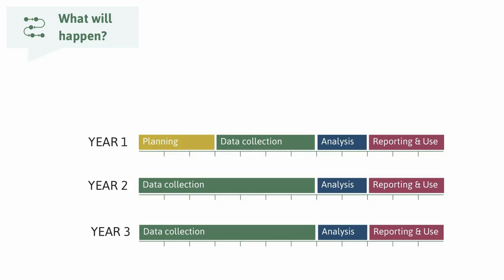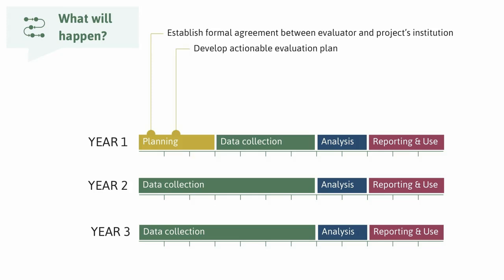So in year one, more time is needed to dedicate to planning the evaluation. And it's a good idea to meet with your evaluator in person during this phase, if that's possible. So this will involve establishing formal agreements between the evaluator and the project. Then the evaluator will work with you to develop an actionable evaluation plan, because that page and a half that was in your proposal isn't quite enough to carry out all of the evaluation work and really set things into motion. So there is also a time to establish a relationship with the college's institutional research office, which is what we talked about before, and to find out what data they'll really be able to provide and how you can best work with them. Most likely, some data collection instruments and protocols will also need to be developed and tested, and that can happen during this planning phase as well.